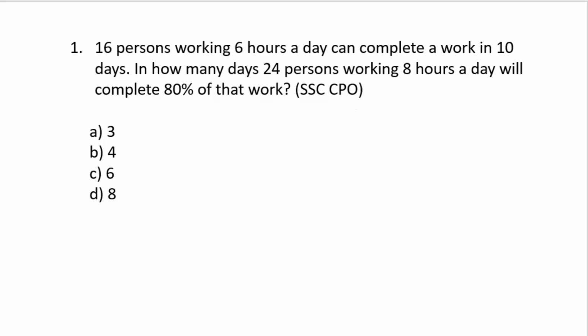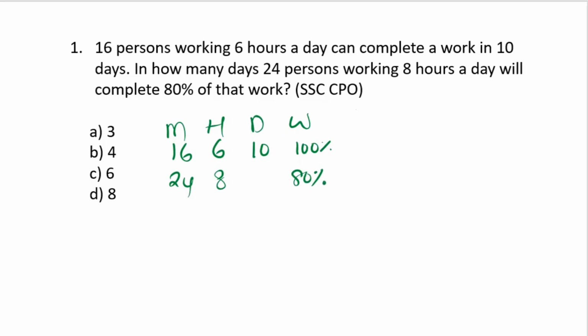So let us see the first question. 16 persons working 6 hours a day can complete a work in 10 days. In how many days 24 persons working 8 hours a day will complete 80% of that work? So what is the given information? How many men are working? 16 men. And how many hours? 6 hours. And how many days are they taking? 10 days to complete the total work. So total work I am taking as 100%. In the same way, 24 persons are there. They are working 8 hours per day and they are completing just 80% of the work. And they are asking how many days will it take.